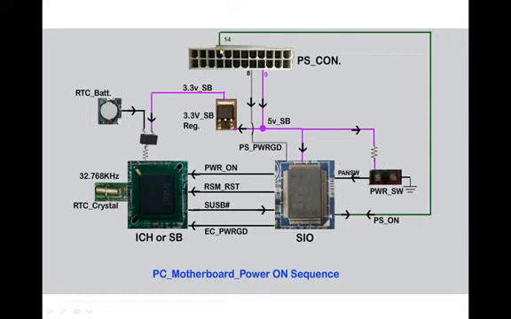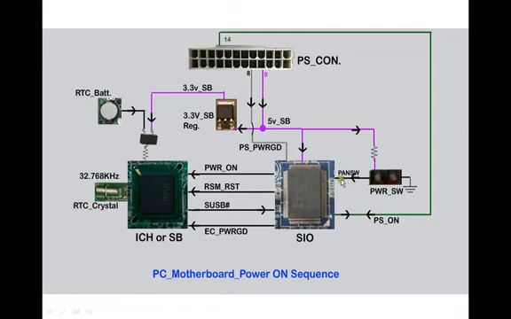Now from the 14th pin of the power supply connector, which is the green wire, 5 volts is given to the SIO chip. Before pressing the power button, the voltage at this point will be 5 volts, and this pin we call PS on, power supply on.